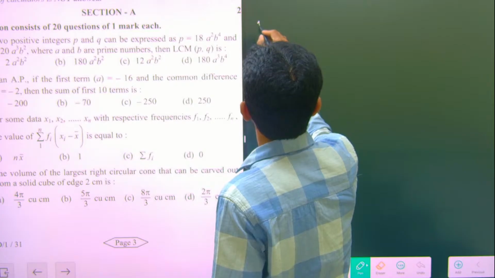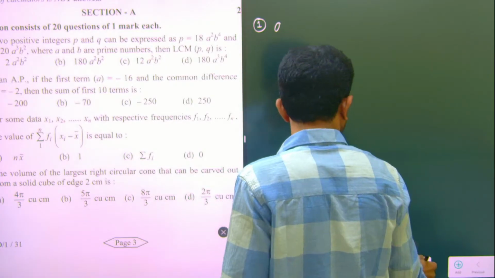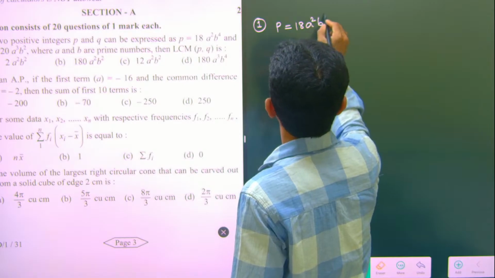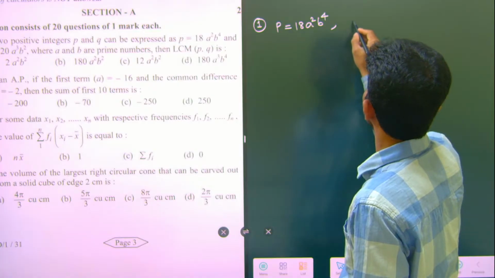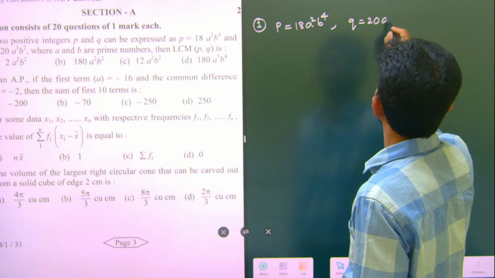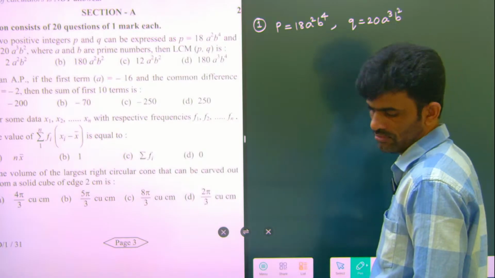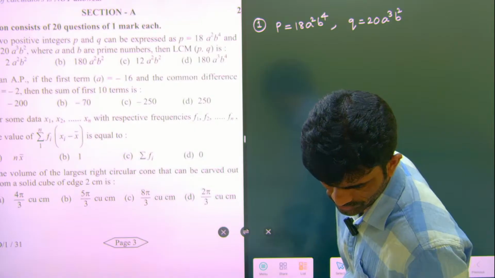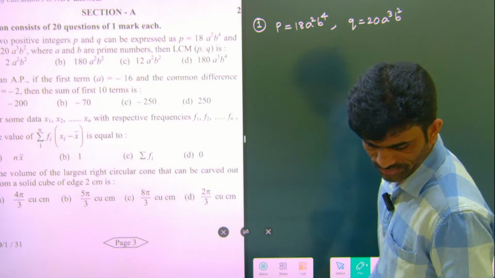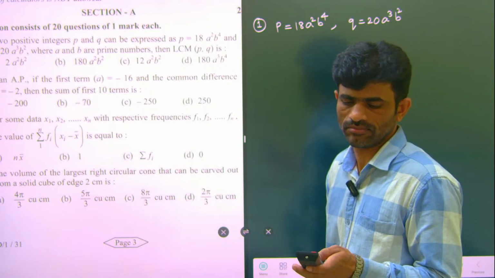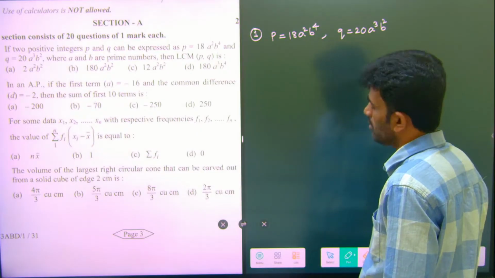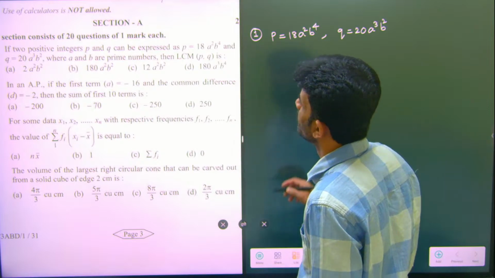Two numbers are given. The first number is P, P is equal to 18a square b power 4, and Q is equal to 20a power 3 b power 2. Then we have to find out the LCM of P comma Q.